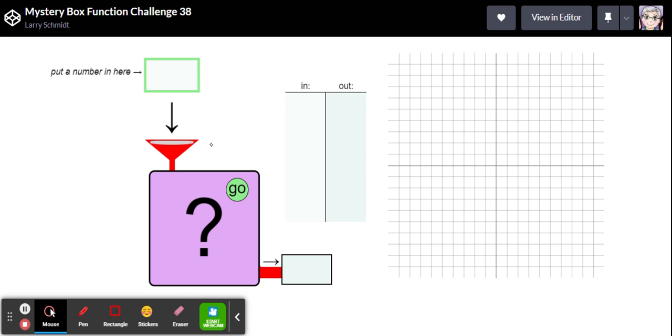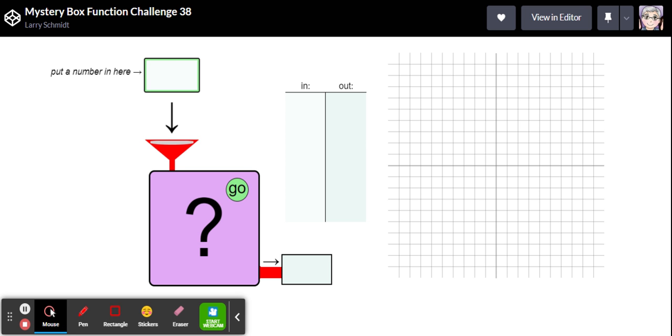There's a link in the description. You can pause the video, click that link, and it'll take you to a page like this where you can put in as many numbers as you want in the top and see how they come out changed on the bottom. We'll track those in a chart, all your ins and outs, and then we'll even graph those as ordered pairs so you can see the shape the math makes. Pause the video, try out as many numbers as you like, then come on back, listen to the rest, and see if I get the same thing you did.